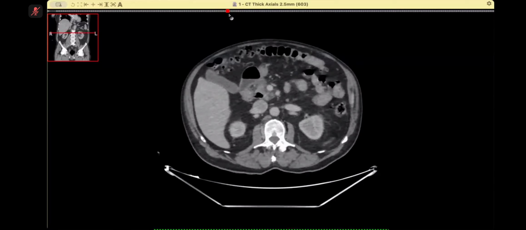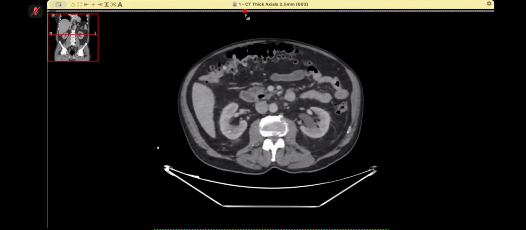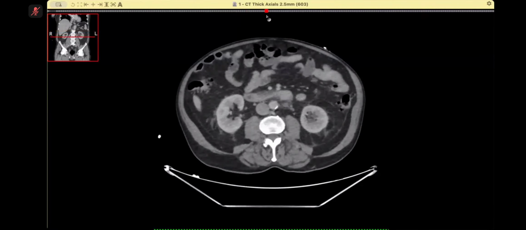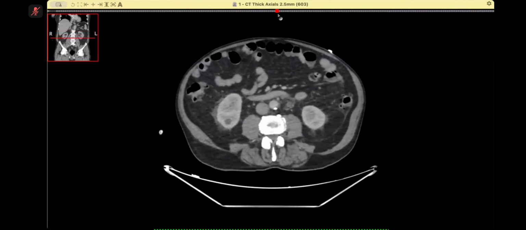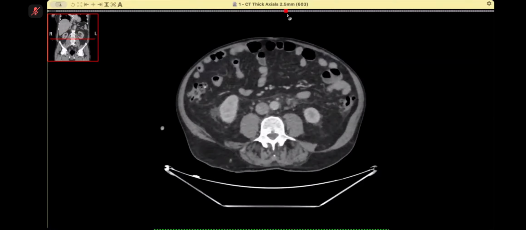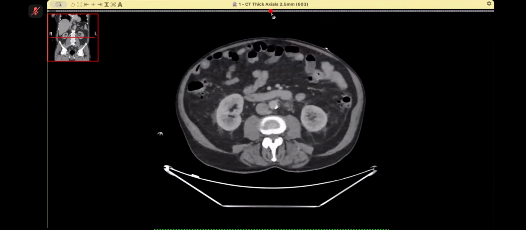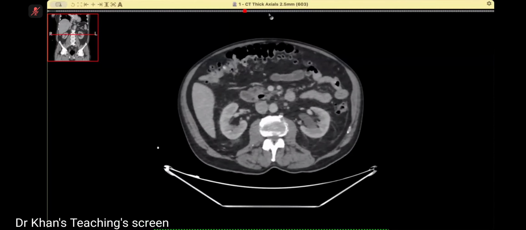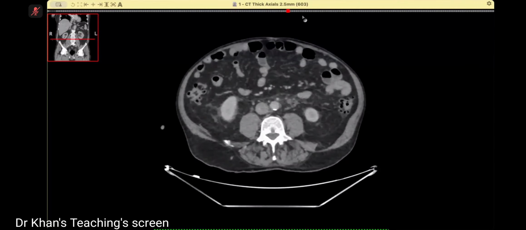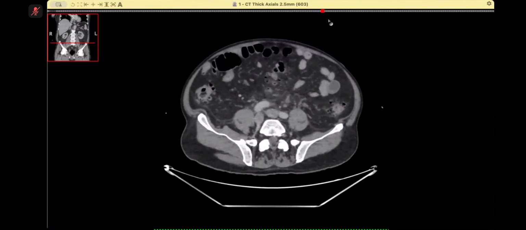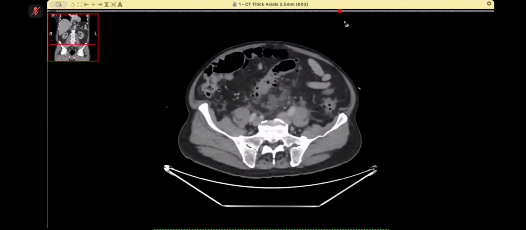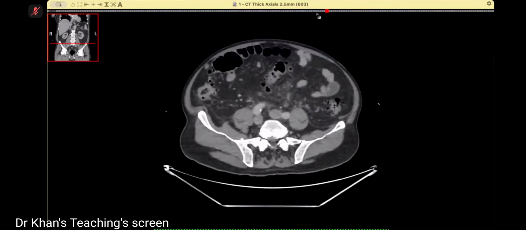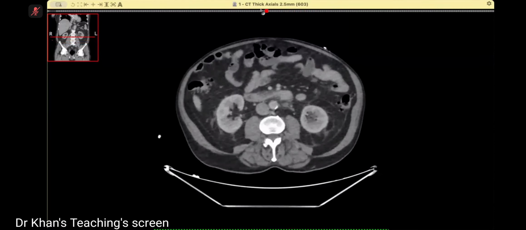So there are a few non-complicated diverticula I can see in the transverse colon, and then bilateral mild perinephric fat stranding is noted, and there is thickening of the lateral conal fascias also seen. And scroll down, and there is mesenteric fat stranding noted in the root of the mesentery.